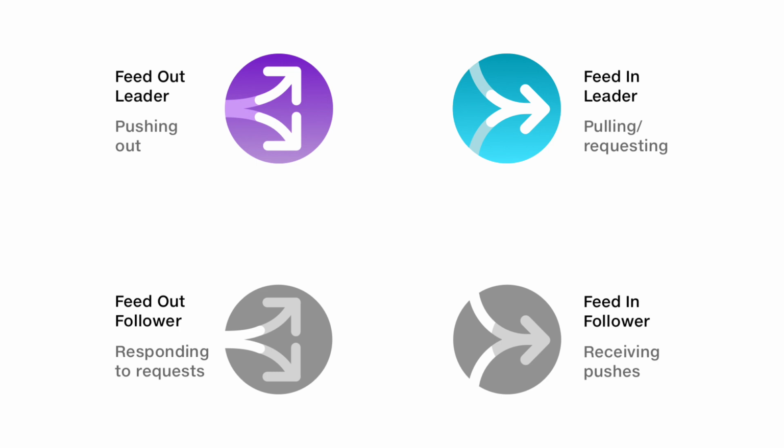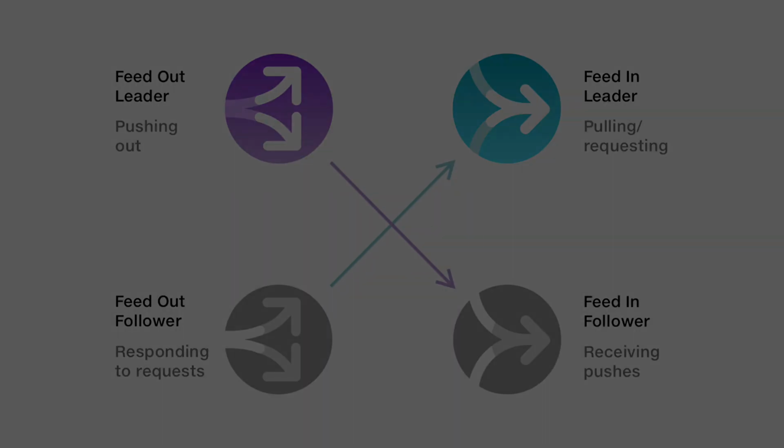So, if you set up a feed in to request data from another organization, they'll be set up with a feed out following to submit the data. And if you set up a feed out to distribute data, your partner organization will receive it in a feed in following. You can also have a feed in out to receive data and pass it straight on.